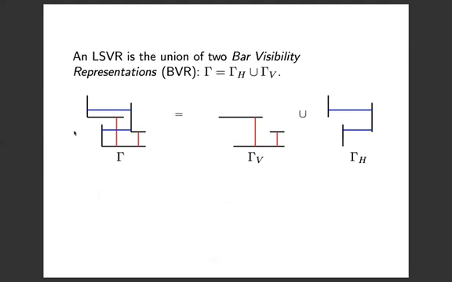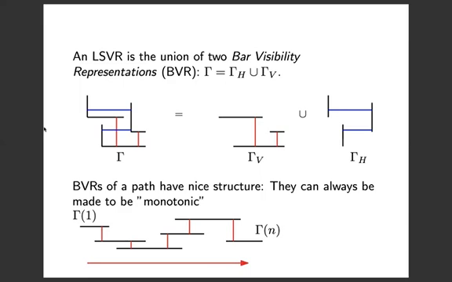So instead of looking at an LSVR as a defunct rectangle, we're actually going to look at it as the union of two bar visibility representations. So a vertical bar visibility representation and a horizontal one. And a bar visibility representation is just a drawing in which the vertices are represented as lines, and then lines of sight are straight lines between the bars.